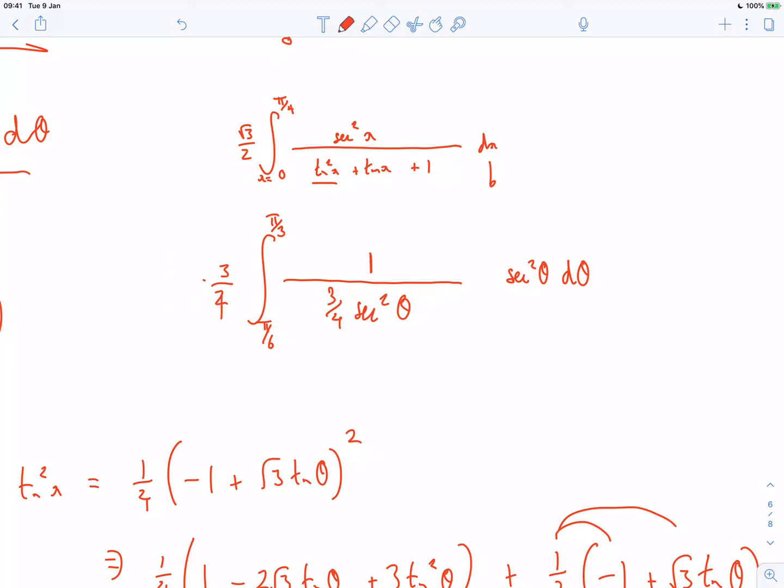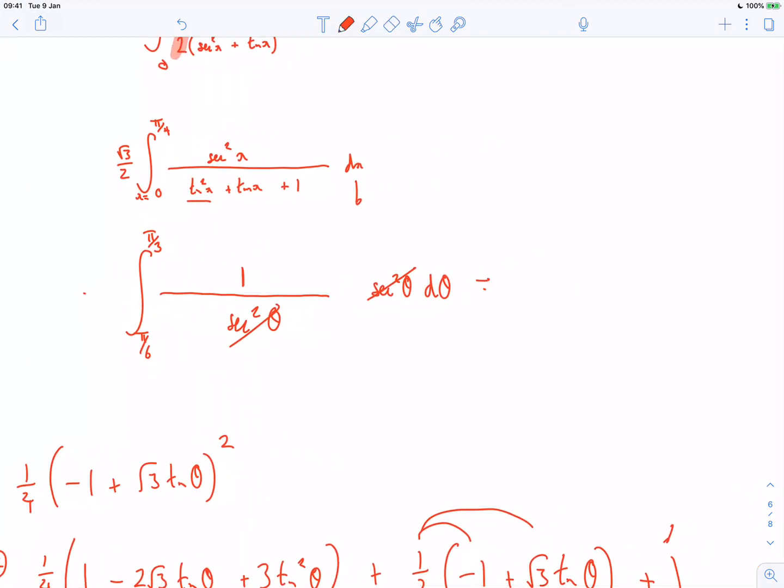And then because we're dividing by 3/4 there, that's going to disappear. And look, the sec squareds cancel. So, oh geez, that is amazing. It's just cancelled down to just 1 d theta between pi/3 and pi/6.